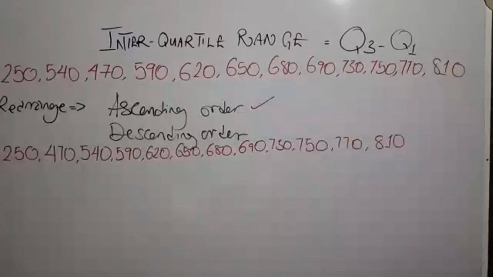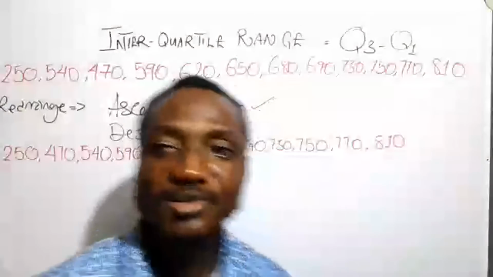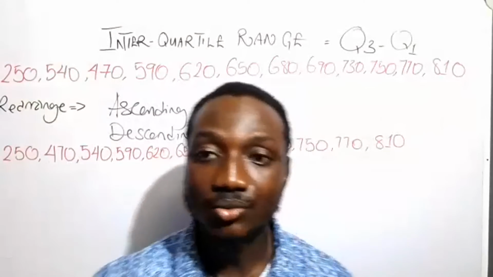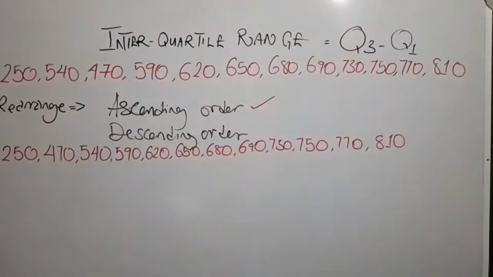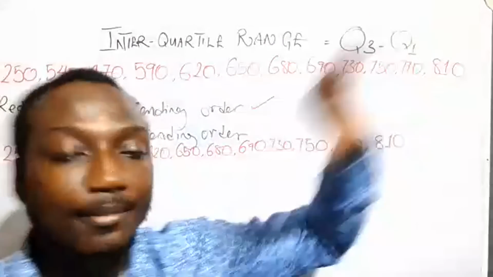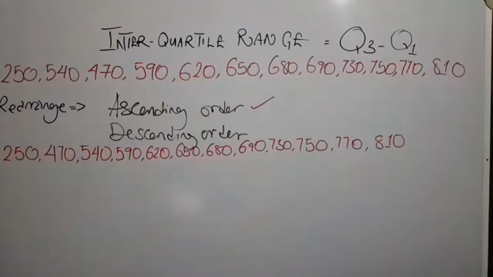Okay. Now, let's take a step further. It would be better if you could just have everything listed on the roll. So now that we've rearranged this in ascending order, the next thing we are expected to do, all right? So I'm just going to erase this.